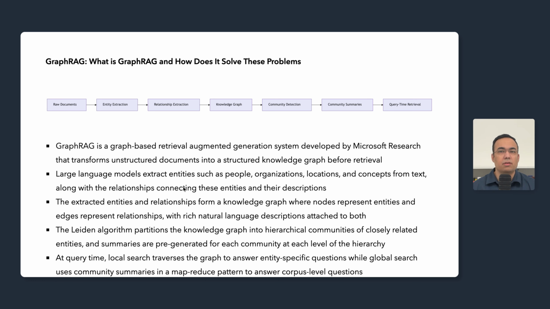At query time, GraphRAG offers two distinct search modes. Local search traverses the graph to answer entity-specific questions by following relationship paths. Global search uses community summaries in a MapReduce pattern to answer corpus-level questions without needing to scan all source documents. Now let's look at how these components fit together in the overall architecture.